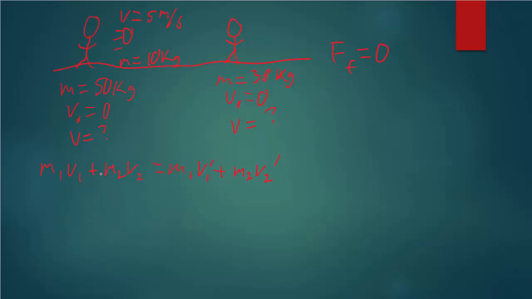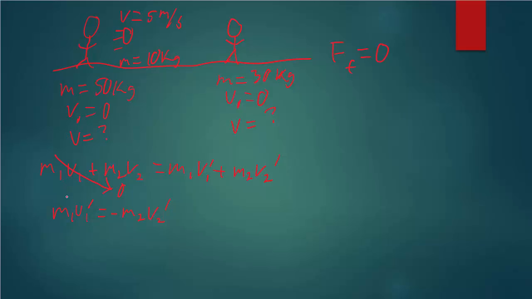Now, this is my initial side here and this is my final. So we want to take the initial as before this guy threw the ball at all, which means that neither this person nor the ball is moving. So all of this stuff over here is 0. This entire side is 0. So we have m1 v1 prime equals negative m2 v2 prime.